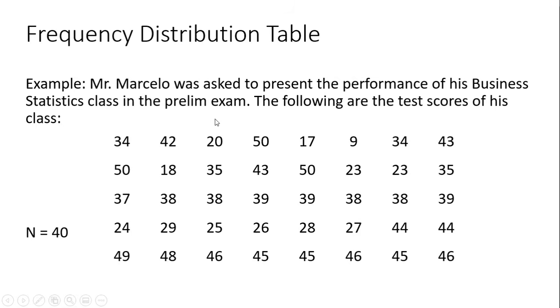Marcelo in their prelim exam. Okay, so let's say Mr. Marcelo has 40 students, in which these are their respective scores. Now, for us to again construct our frequency distribution table, the first thing that we need to do is convert this raw data into its array form. So we need to arrange it first.